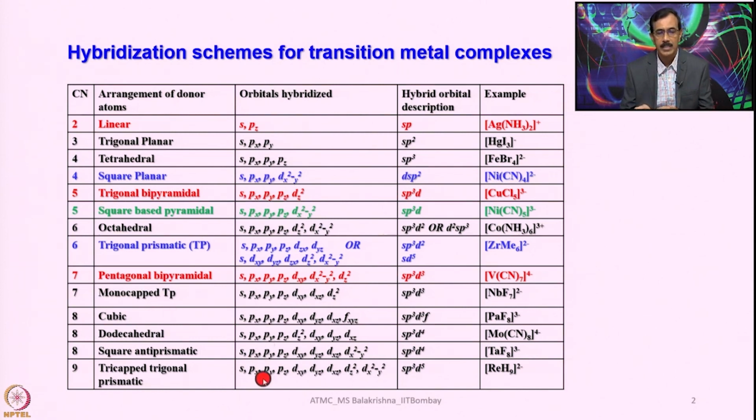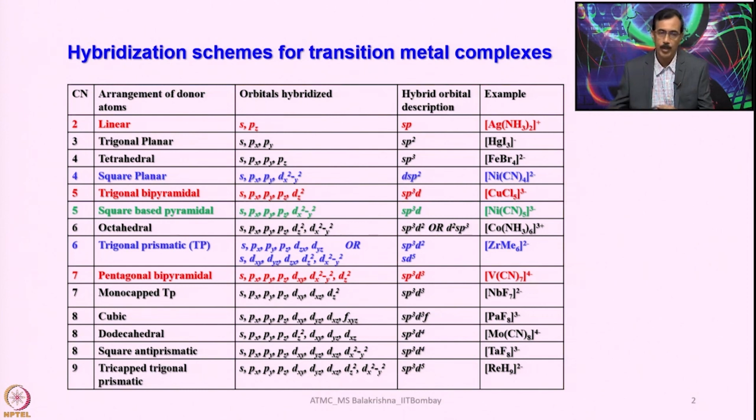And here this is an example where all valence orbitals have been utilized in arriving at a hybrid scheme having the composition sp3d5. This is sp3d5 hybridization. Example is ReH9 2 minus. Here 9 metal to hydrogen bonds are there, and this is one of the rare examples of homoleptic hydrates having as many as 9 metal to hydrogen bonds, and this has a tricapped trigonal prismatic geometry.